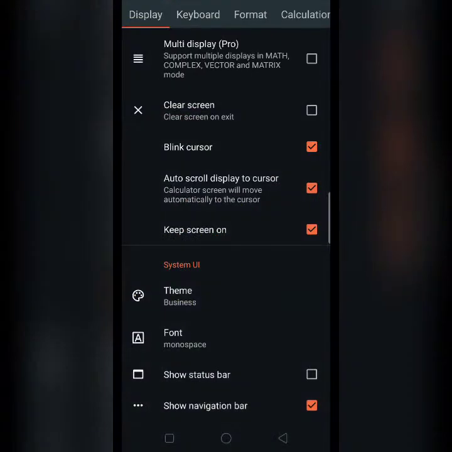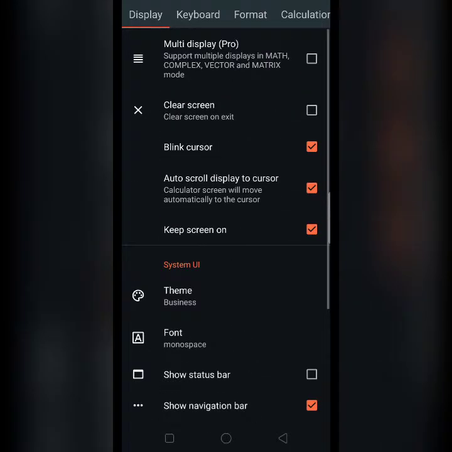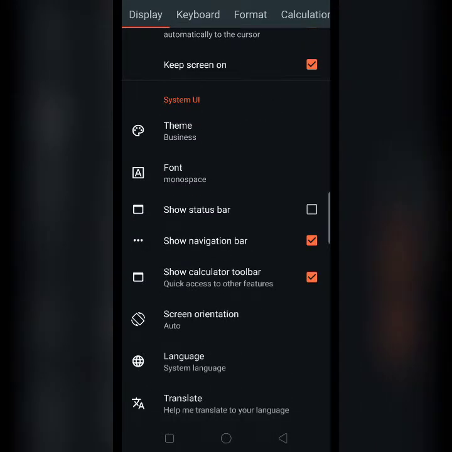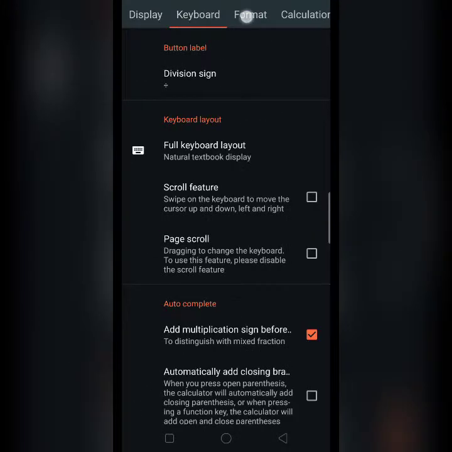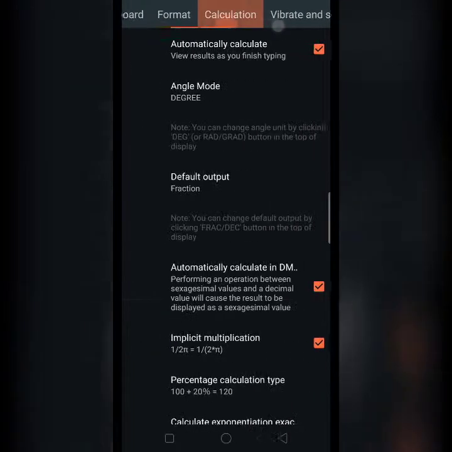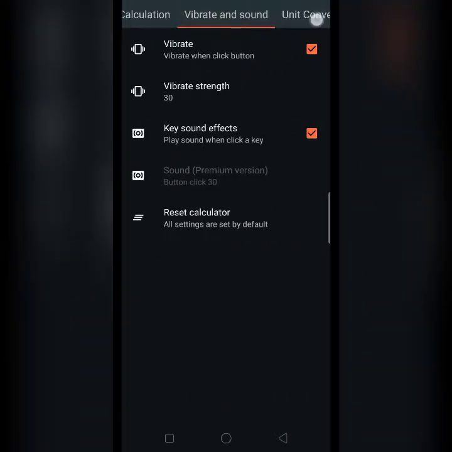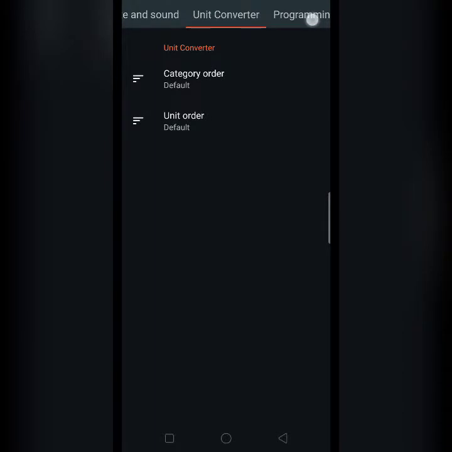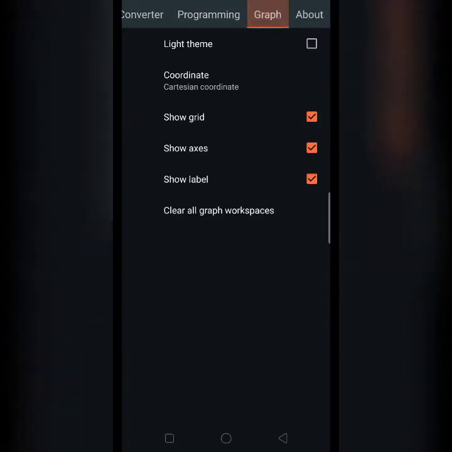Okay, so, syempre, pwede nyo rin galawin yung settings nito kung medyo hindi okay sa inyo yung current na setup niya. Pwede nyo baguhin, it's up to you. So, sa vibration and sound, sa converter, sa programming, sa graph, meron din tong graph, So, pwede nyo itong explore.